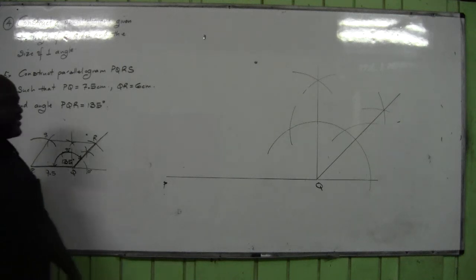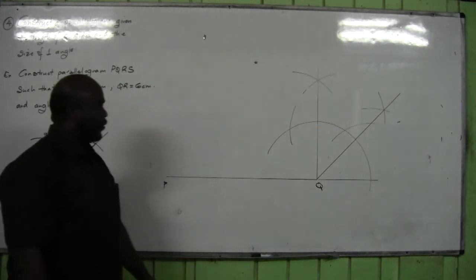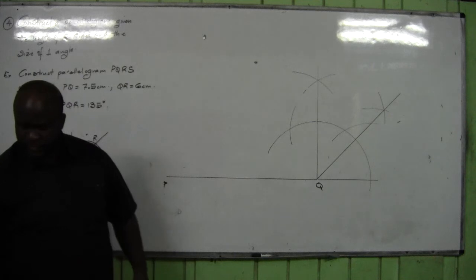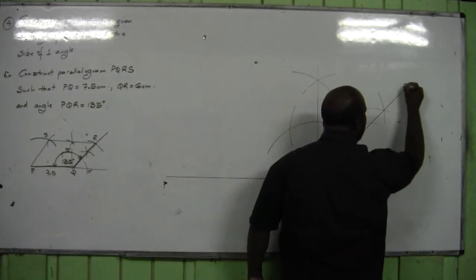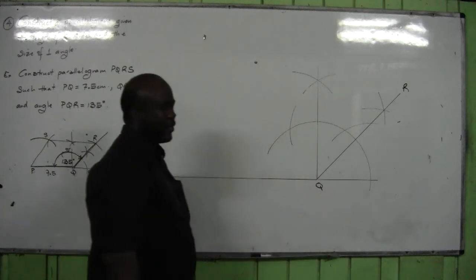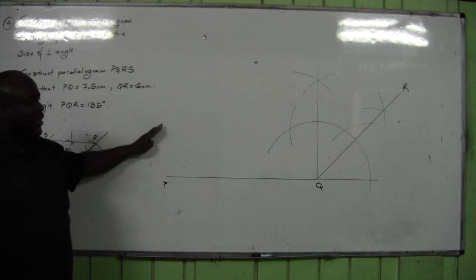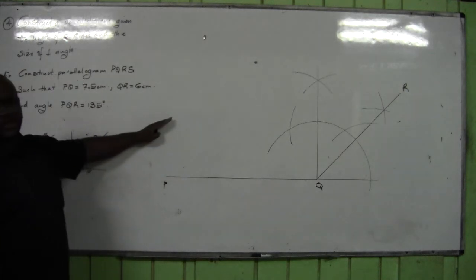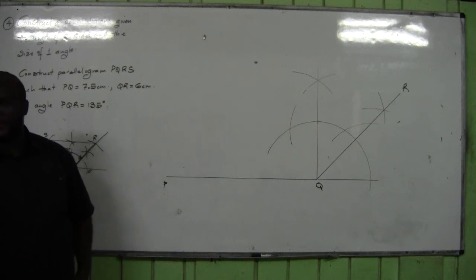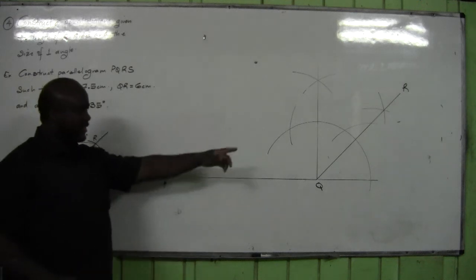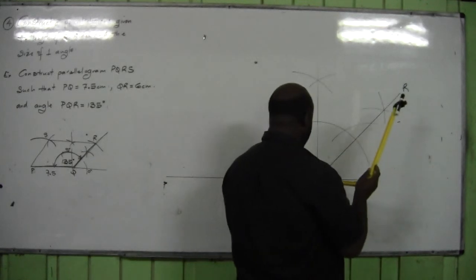Now, opposite sides of a parallelogram are equal. What is the length of QR? QR is 6 centimeters long. What would be the length of PS? If over there is 6, over here would also be 6. Open your compass now to 6 centimeters. Here's why I do that. This is already 6, isn't it? So I just simply do this.